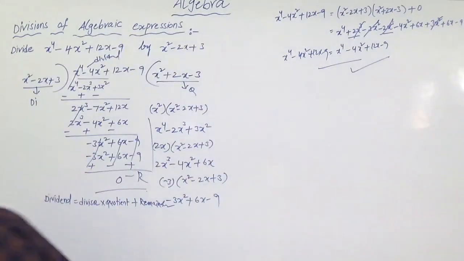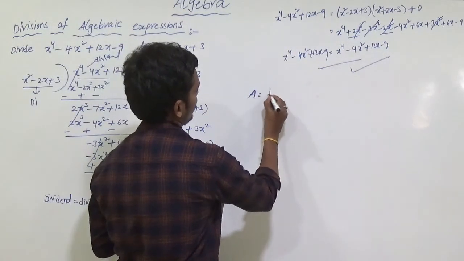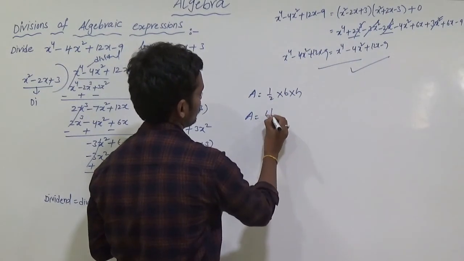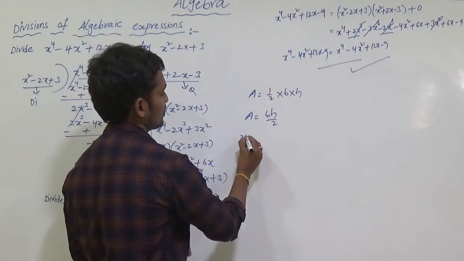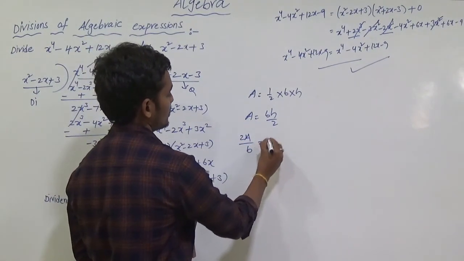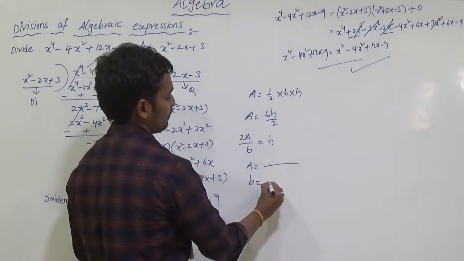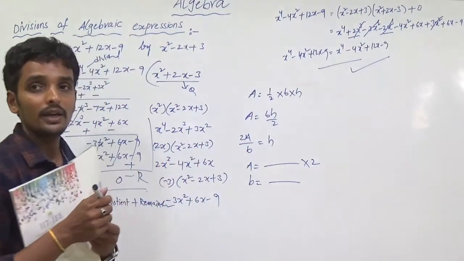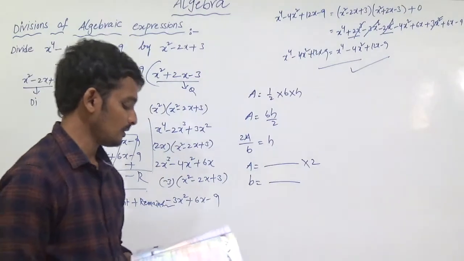I will explain this problem, I think we have a doubt. They are giving area is equal to half into base into height. That means A is equal to BH by 2. So we can transpose 2 here, that means 2A by B is equal to h. In the question they have given area and breadth. We multiply with 2 and divide it with B, so we get 2A divided by B.